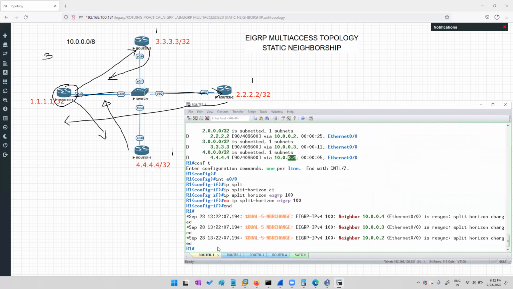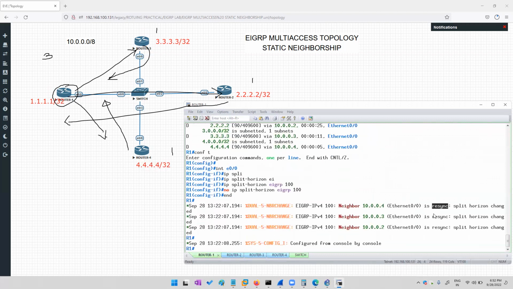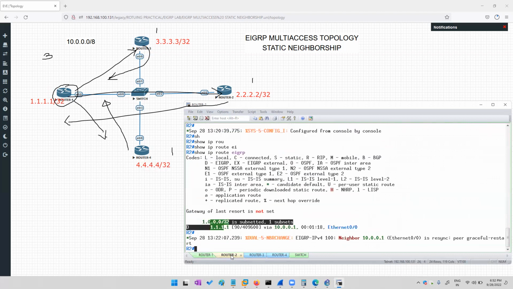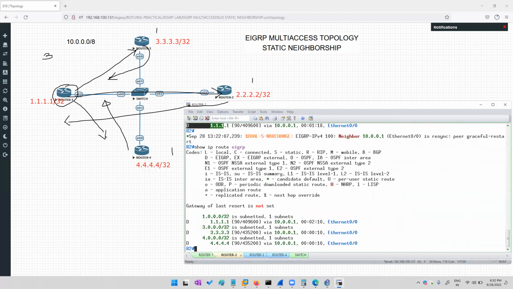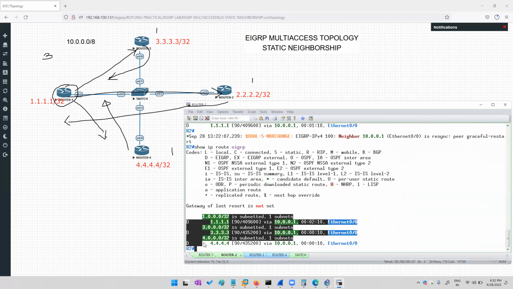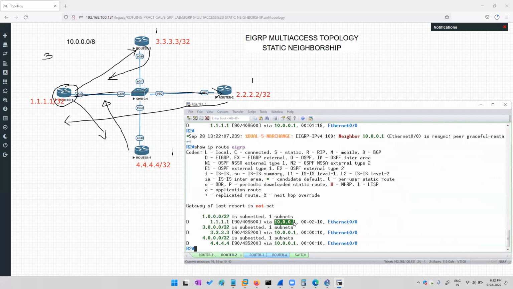Wait. The neighborship forms again, with logs appearing. Now verify. After disabling the split horizon rule, R2 is receiving all 3 routes. But right now via which router? Which neighbor are we receiving from? R1. So whenever R2 wants to reach the R3 side, first the data goes to R1, then goes to R3.